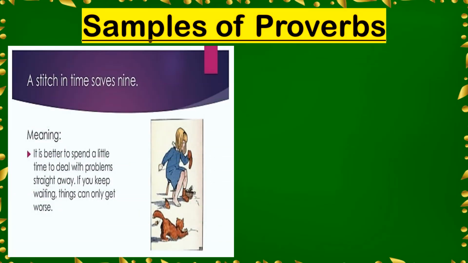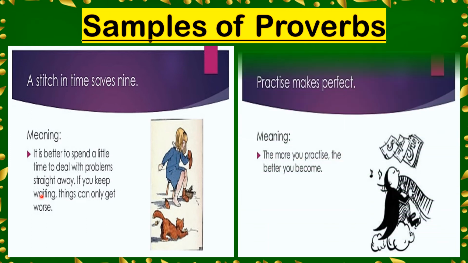Let's continue with another examples of Proverbs. A stitch in time saves nine. This proverb, we always hear it in our school. It means it is better to spend a little time to deal with problems straight away. If you keep waiting, things can only get worse. That's why if you have problems, you have to think of the best solution, do it, and then move forward or move on with your life.